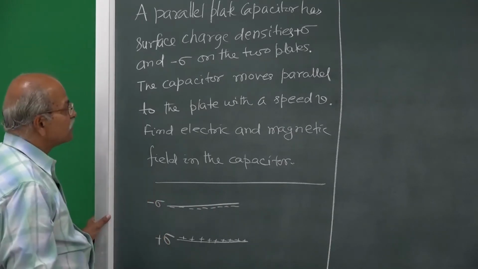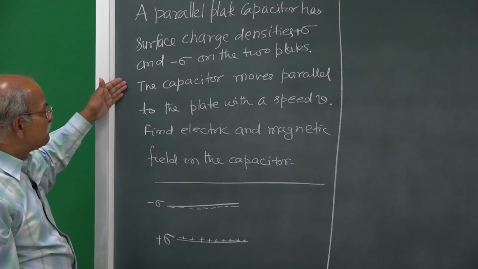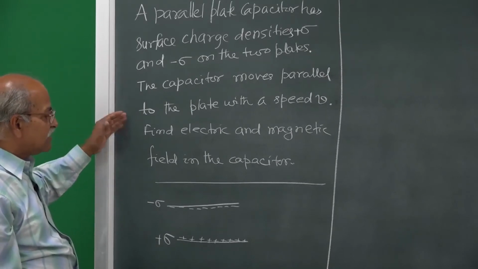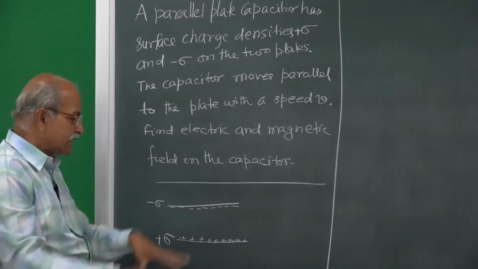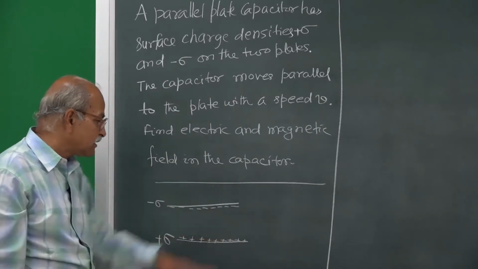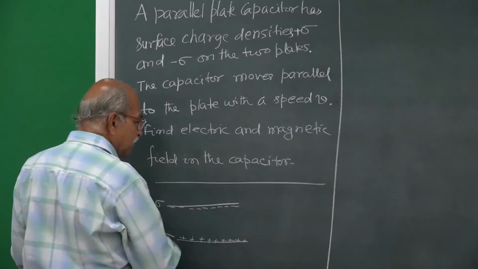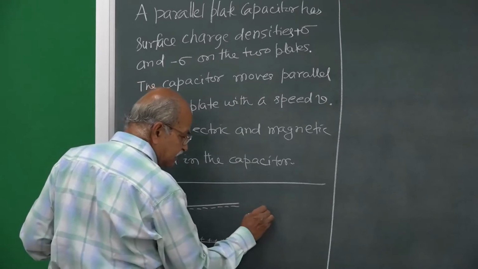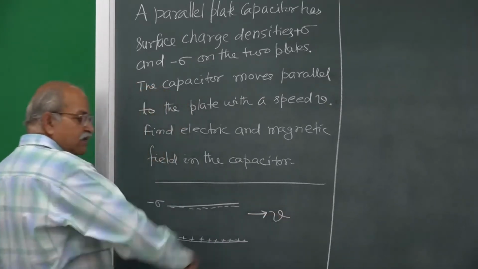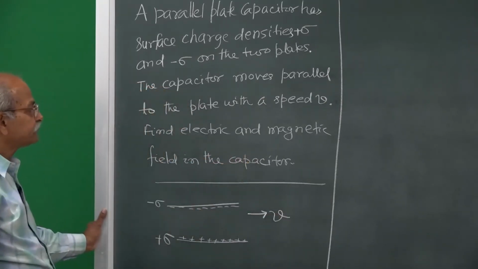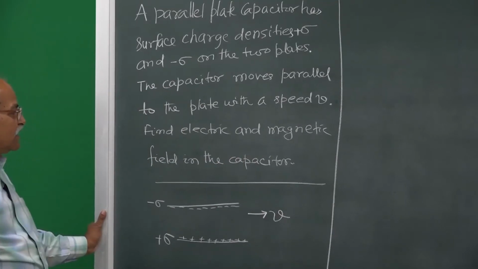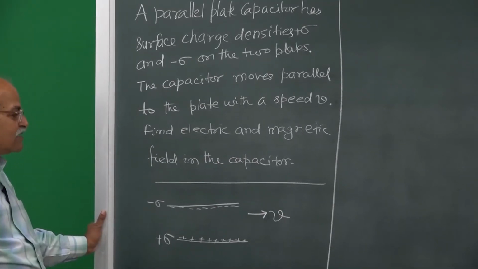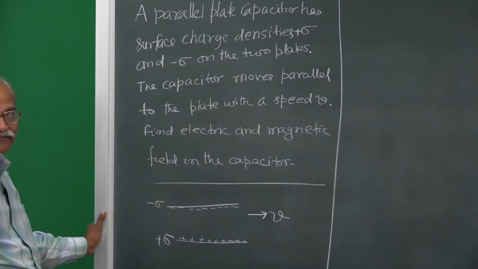The surface charge density is sigma here and minus sigma here. So, that is the first part. The capacitor moves parallel to the plate with a speed v. So, if this is a plate, it is parallel. So, we can say that this whole capacitor is moving with a velocity v in this direction, which we will take as x direction. So, you have to find electric field and magnetic field in the capacitor.